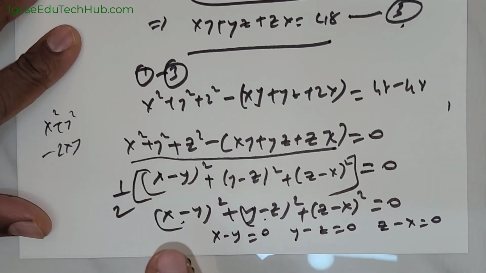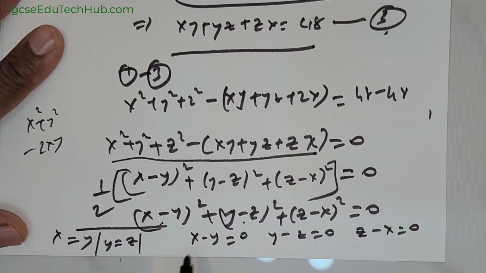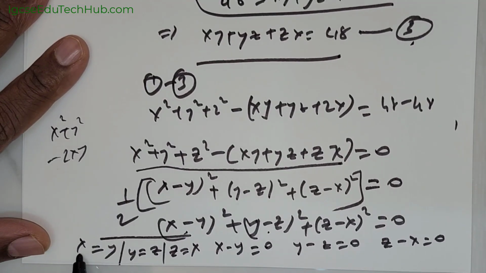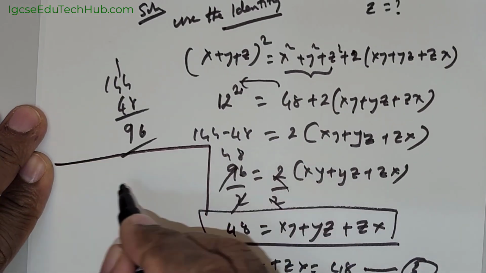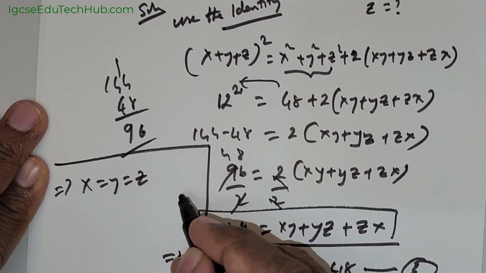So what does this mean? This means from here I can directly state x is equal to y. From here I can state y is equal to z. From here I can state z is equal to x. So this is cyclic in nature. x is equal to y, y is equal to z. Right? So what is the meaning of this? This means the solution is x is equal to y, y is equal to z.